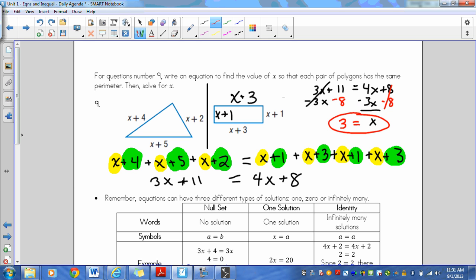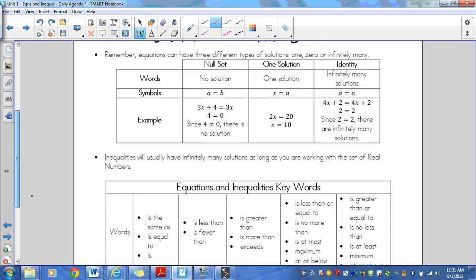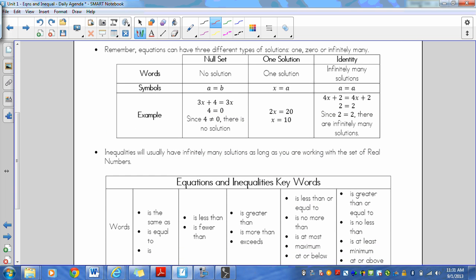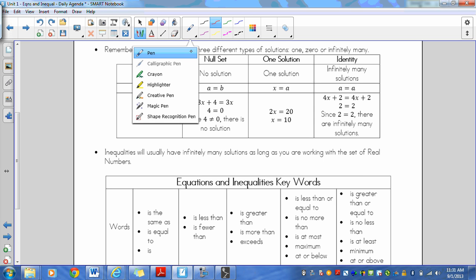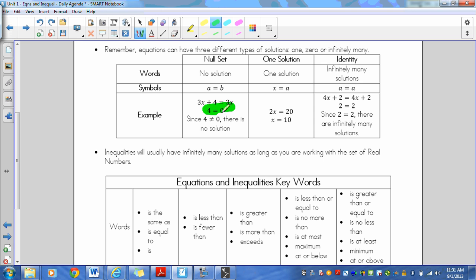Here are some types of equations. No solution: when you have something like 4 equals 0, that's not true. 4 does not equal 0. So if you end up with that at the end, there is no solution. When you have two numbers that do not equal each other at the end, it doesn't work. No solution.